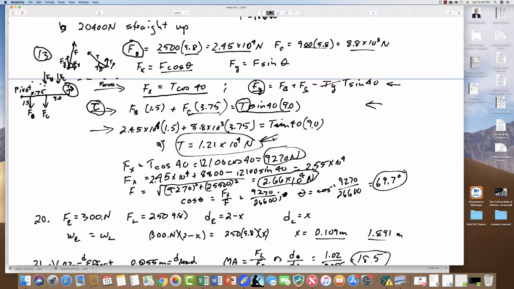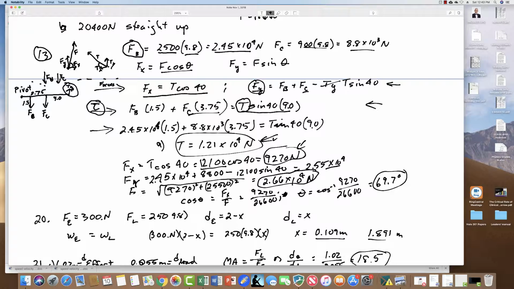And that's part A. Now the second part is a little bit more complex, but we know that Fx is T cosine 40. So we put in the T we just calculated times cosine 40, and for the X component we get 9,270 newtons. Fy is equal to the weight of the bridge plus the weight of the car, minus T sine 40 degrees. And you do the math here and you get 25,500, or 2.55 times 10 to the 4th.